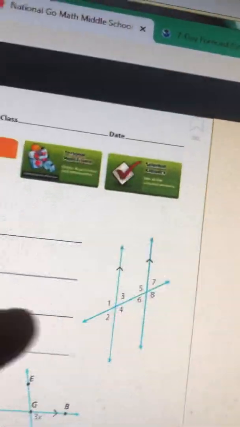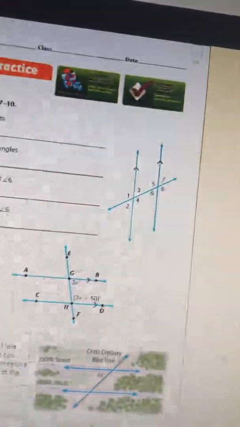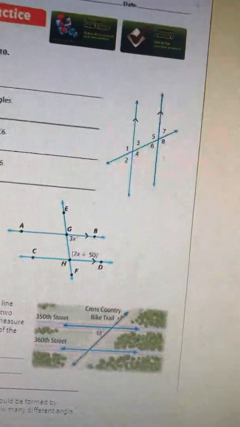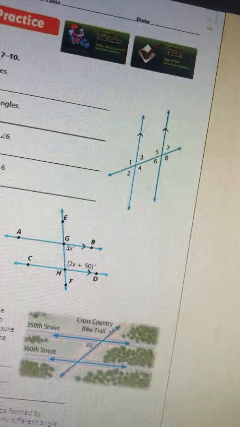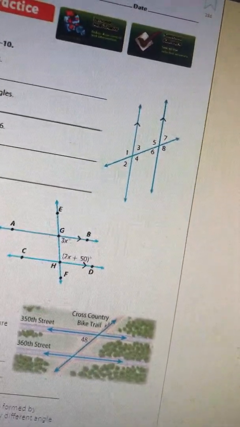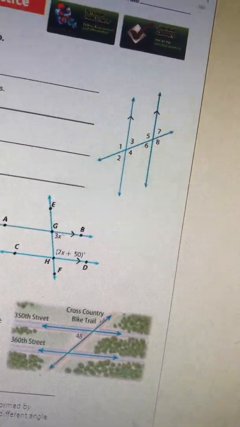Number 7 is asking for all the pairs of corresponding angles. Here, you just take a look at all the corresponding angles. We have angles 1 and 5, angles 3 and 7, angles 2 and 6, and angles 4 and 8. Notice they're on the same spot on top and the bottom of the transversal of the parallel lines, so they correspond to the same exact spot on a different section.